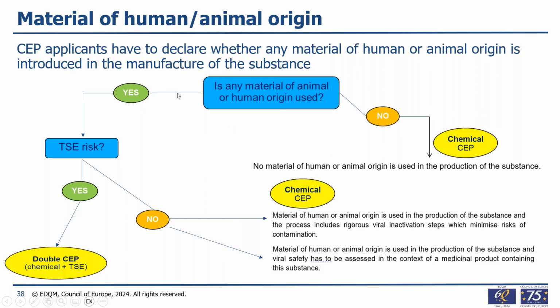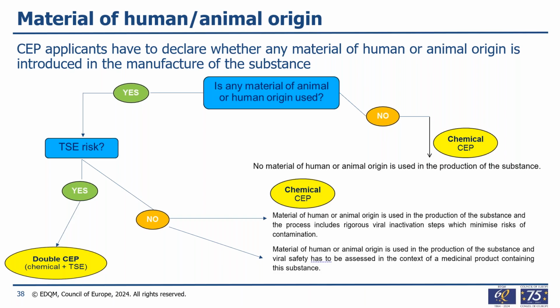On the other hand, if material of human or animal origin is used, we should ask ourselves a second question: if there is a TSE risk related to the use of this material. If there is a TSE risk with the use of this material, this results in a double CEP, chemical and TSE, and the TSE aspects are evaluated by the specific dedicated assessment.